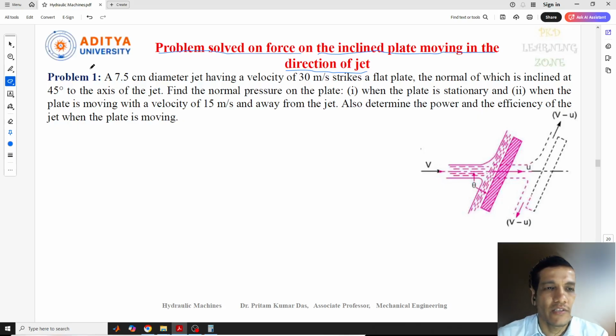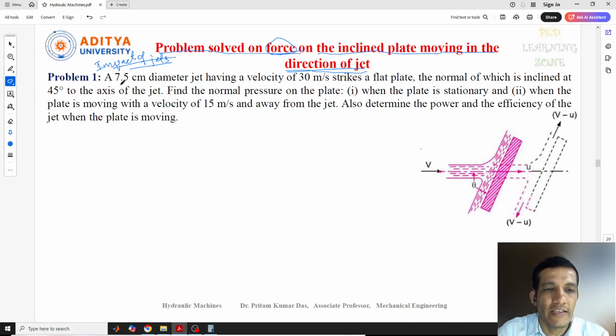This topic belongs to, as I told you, impact of jets, and here we need to find out the force exerted by the jet on the inclined plate which is in moving condition in the direction of jet. Okay, let's see the problem here.